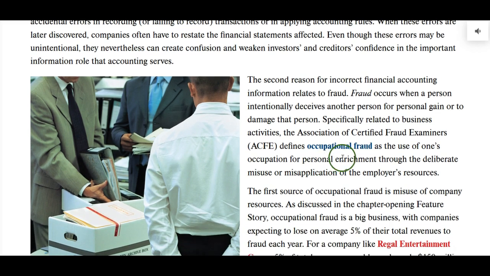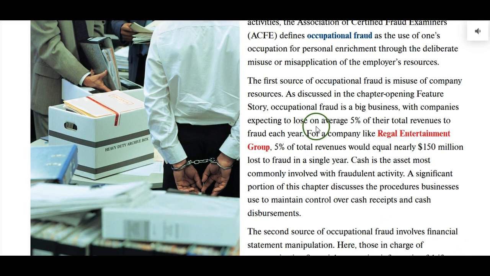fraud. So a fraud occurs when a person intentionally deceives another person for personal gain or to damage that person. And you can substitute person here for business and so forth, but there is a lot of fraud going on out there in the business world. One group estimates that on average, companies lose 5% of their total revenues due to fraud. So if you were to apply that to the Regal Entertainment Group, then 5% of total revenues would be nearly $150 million lost to fraud in a single year. That's just for one company. I mean, there are billions and billions of dollars lost in fraud every year.